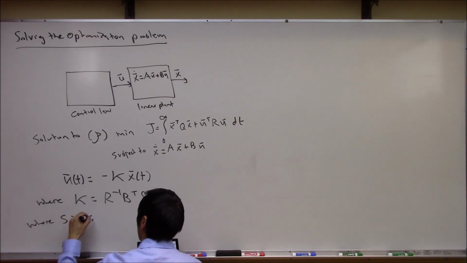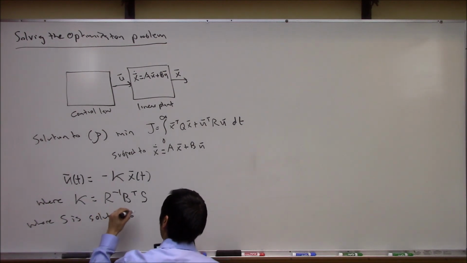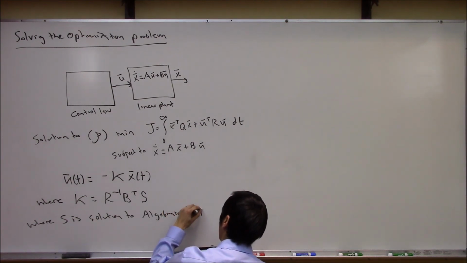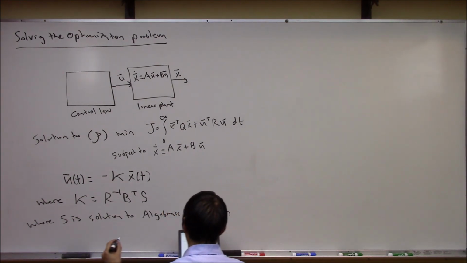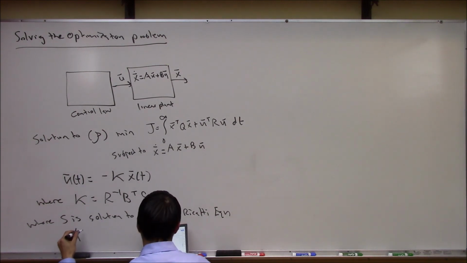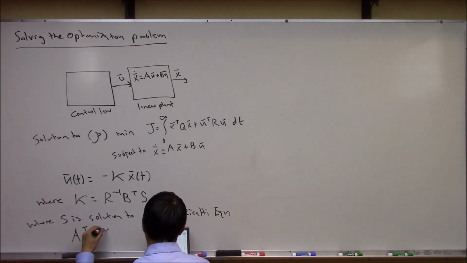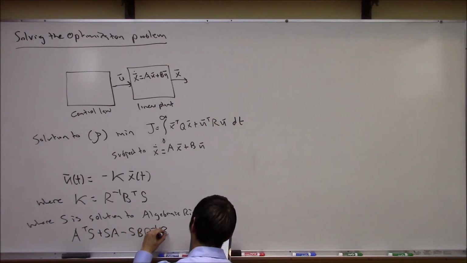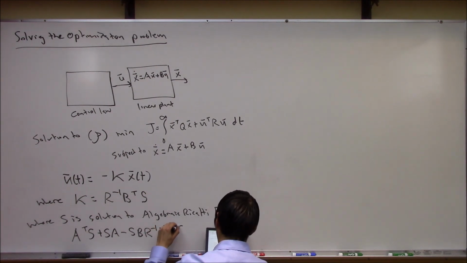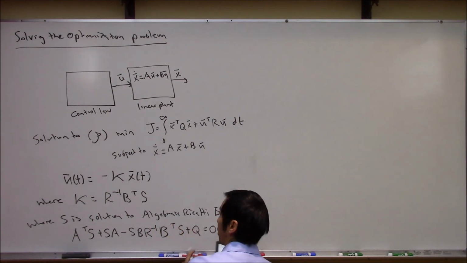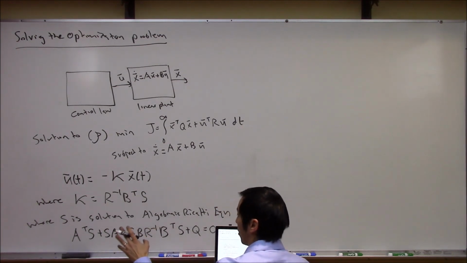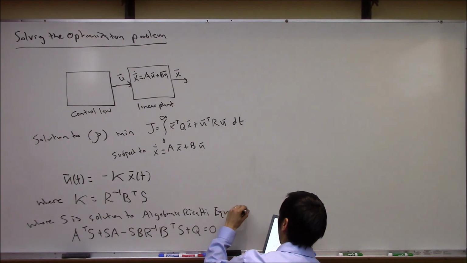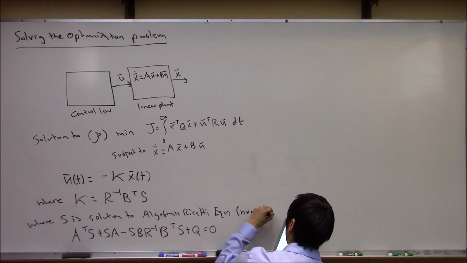is the solution to what's called the algebraic Riccati equation: A transpose S plus SA minus S B R inverse B transpose S plus Q equals 0. Okay, great. And S is the solution to the algebraic Riccati equation, and it is of size n by n, square and symmetric.